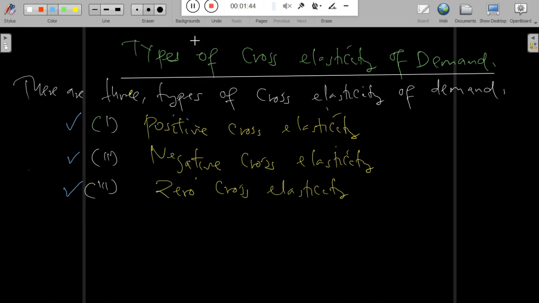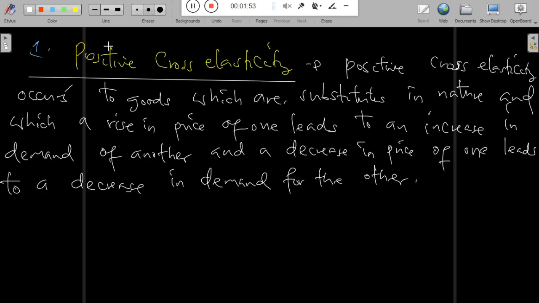Under what is known as positive cross elasticity of demand, this is a type of cross elasticity of demand that occurs with goods which are substitutes in nature, in which a rise in the price of one leads to an increase in demand for another, and a decrease in the price of one leads to a decrease in demand for the other goods.